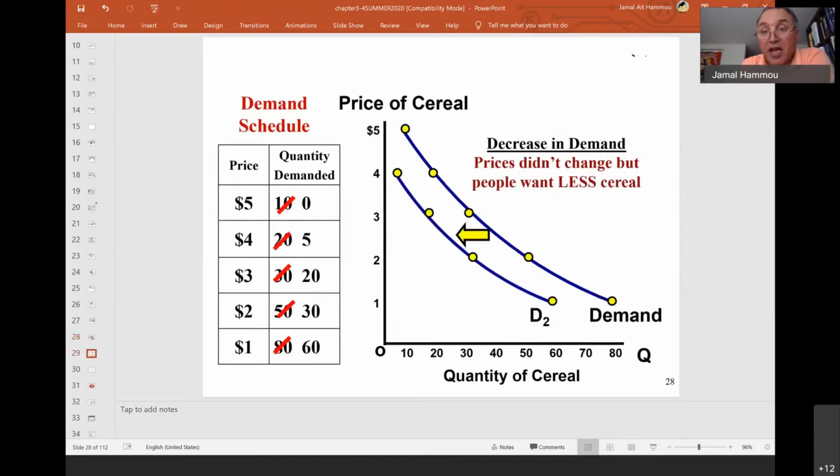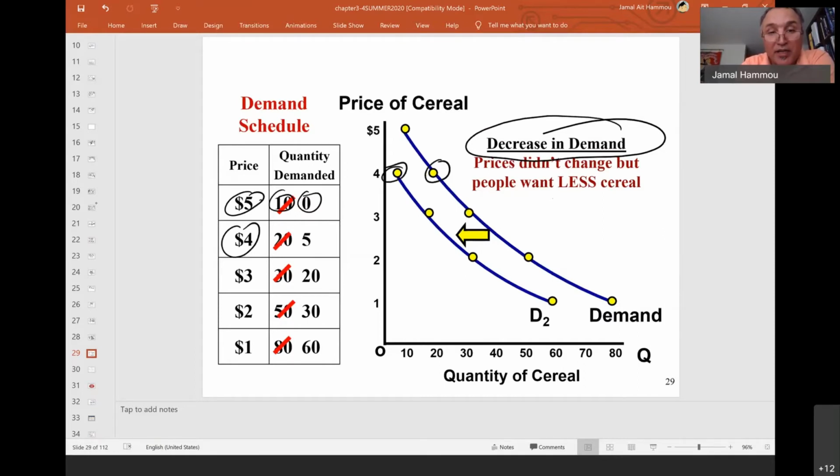Now, decrease of demand means at every price, people are buying less. So at 5, they used to buy 10. Now at the same price, the price didn't change, but now they are buying nothing. Now at the price of 4, how much did we used to buy? 20. Something happened. It's not the price. The price stayed the same, but people are now buying less. At the price of 3, people used to buy 30. Now they are buying less.